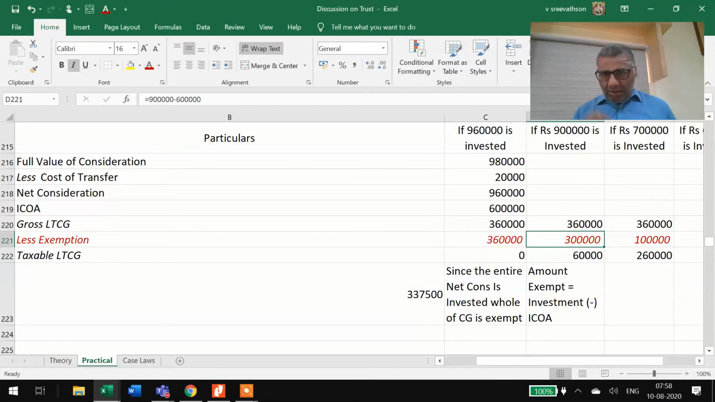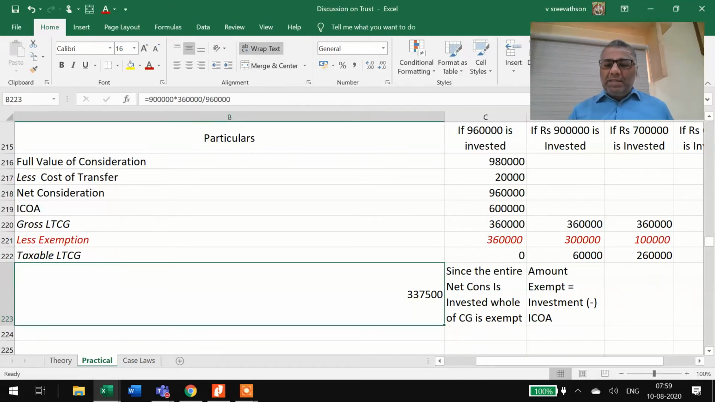Normally, wherever we saw net consideration not getting invested, later also we are going to see that in non-resident taxation, the exemption will be amount invested into gross LTCG divided by net consideration. But here the formula of exemption is investment minus ICOA. That is the amount you are getting the benefit. I take this time to tell you why the provision is like this.